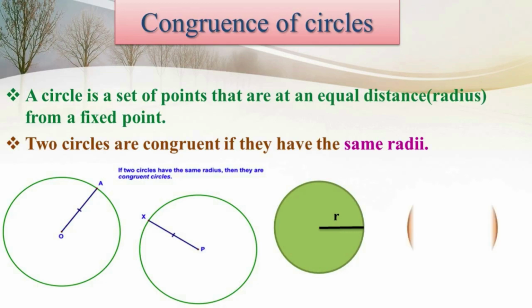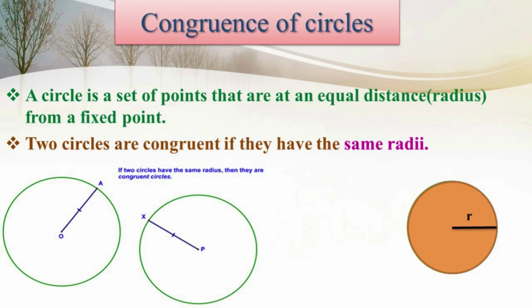Let us compare this circle with the other circle. How to compare? Yes, we know the superposition method. Yes, it exactly coincides with the other circle, and the radius of the other circle is also r.